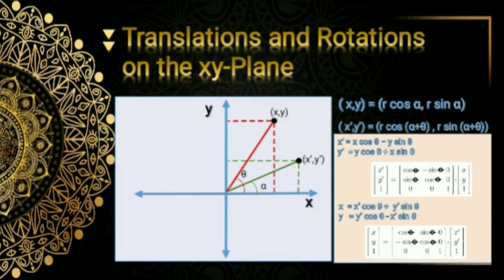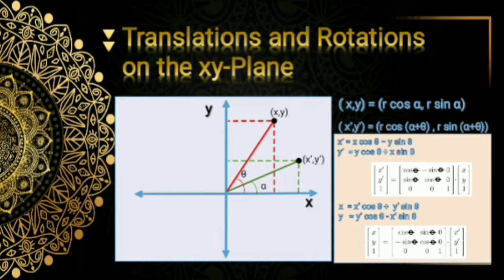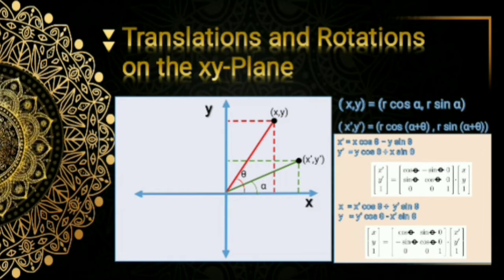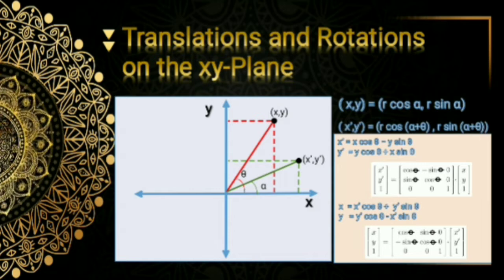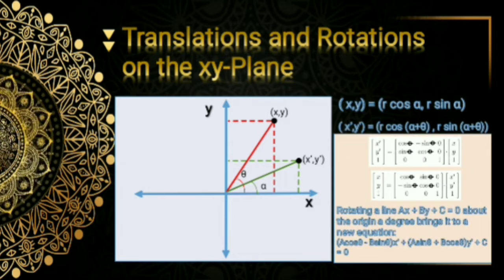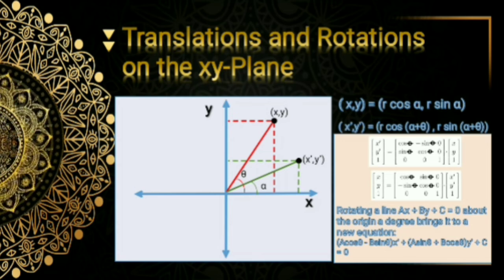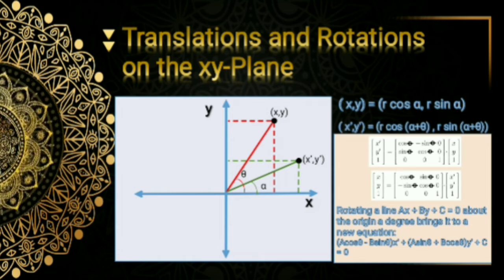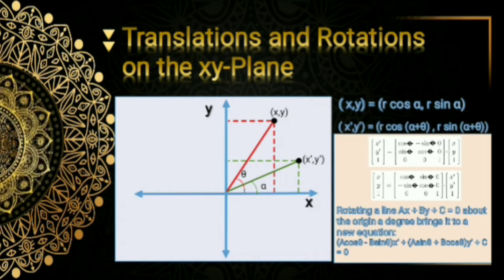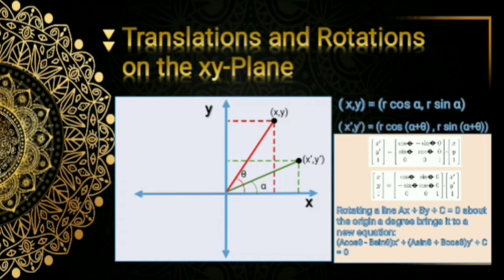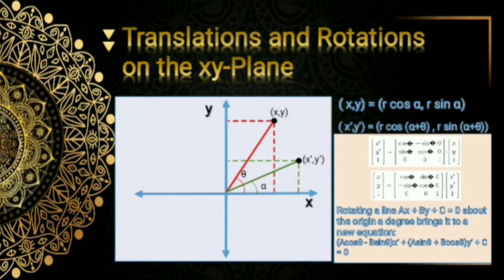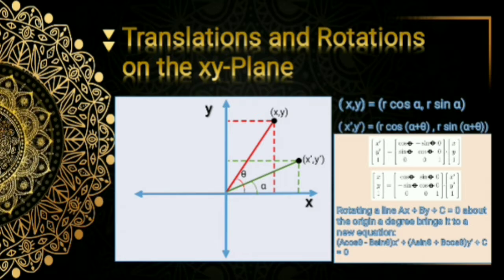Thus, we put 1 on the third column, row 3. So then we multiply this to our first element x prime, second element y prime, and our third element 1. Thus, rotating a line ax plus by plus c equal to 0 about the origin by theta brings it to a new equation: quantity of a cos theta minus b sin theta multiplied to x prime plus quantity of a sin theta plus b cos theta multiplied to y prime plus c is equal to 0.